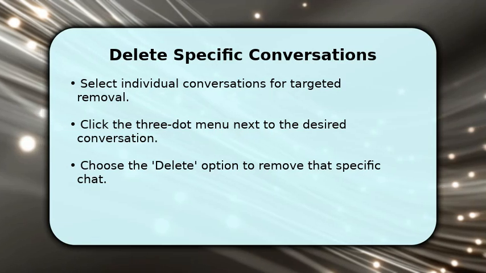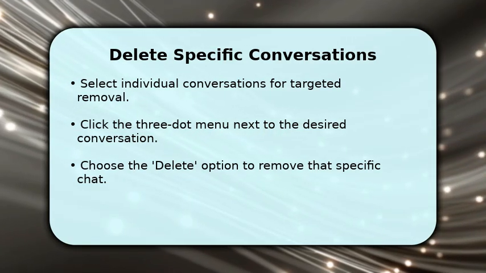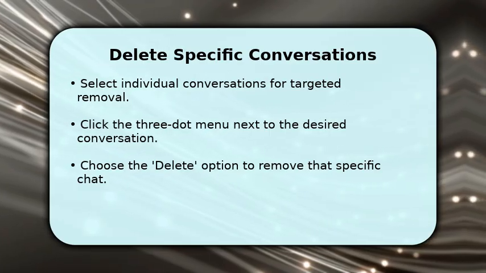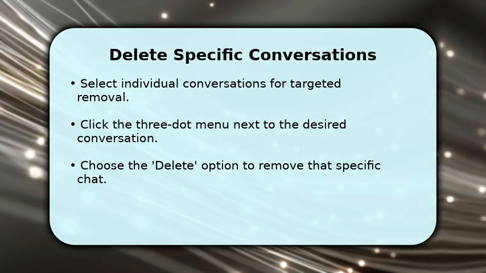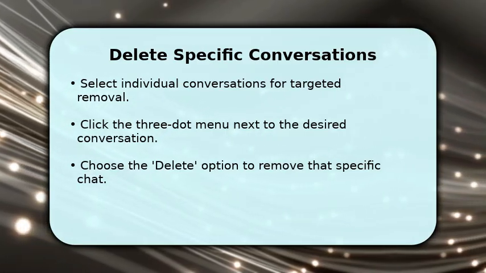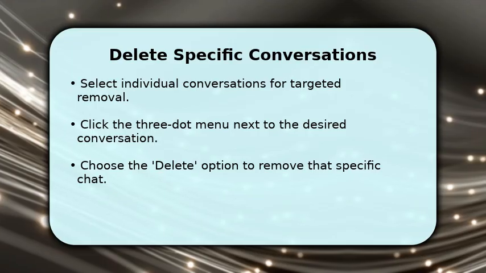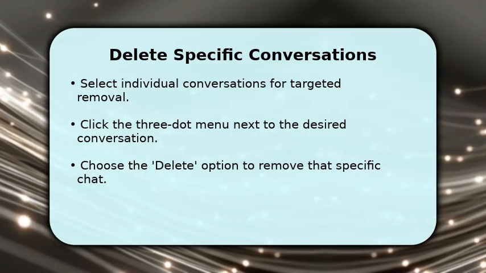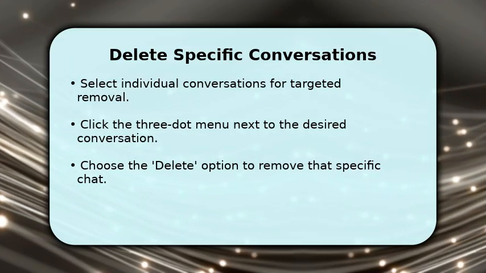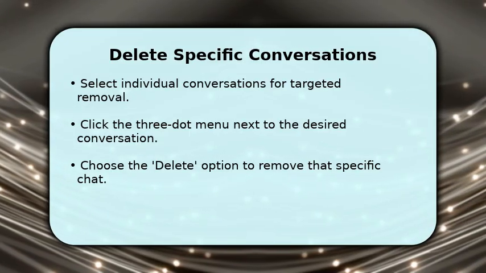To delete specific conversations, simply scroll through your Gemini activity. Each conversation entry has a three-dot menu, usually on the right side. Clicking this menu reveals options, including delete. This allows for precise control, letting you remove sensitive or unwanted chats one by one without affecting your entire history. It's a quick and efficient way to manage your data with minimal effort.